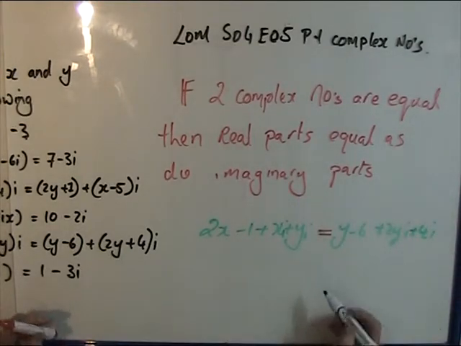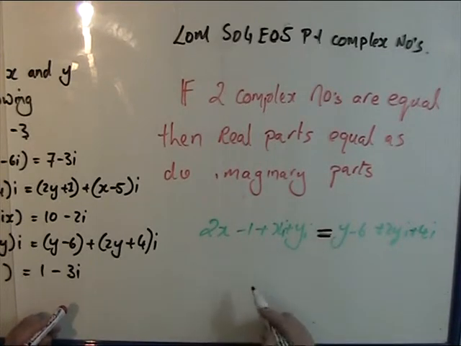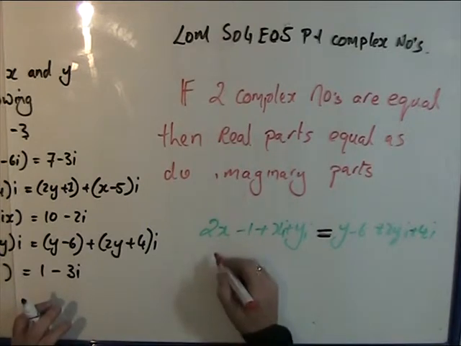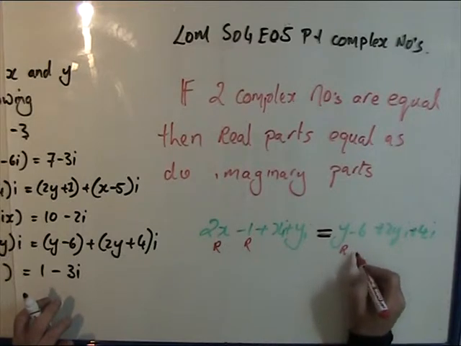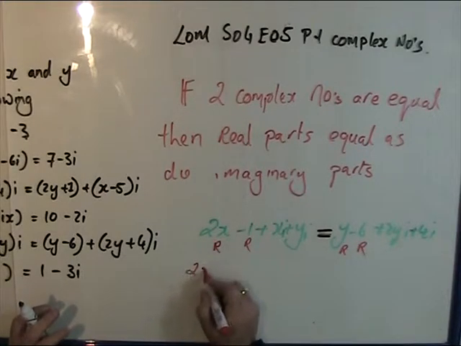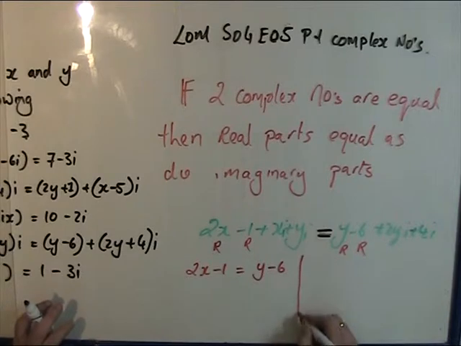Well, if we work out an equation and we end up with an equation like this, we can simplify it by getting the real parts together. There's a real part, there's a real part, there's a real part. I'm making an equation out of them. So 2x minus 1 is equal to y minus 6. Okay, so that's one equation.